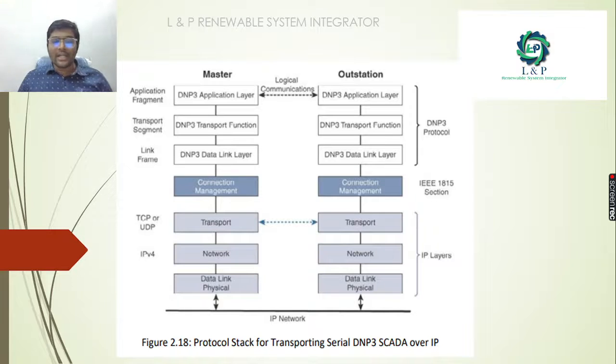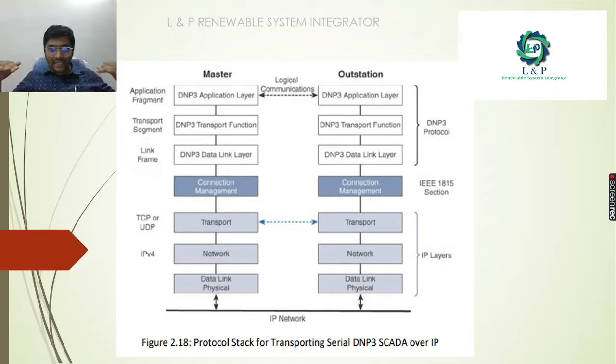Next, if you want to transport serial DNP3 SCADA over an IP network, we need the following things: data link, physical, network and transport. This is the common one, the basic IP layer. Next, connection management is very important, and with the help of IEEE 802.15.4 we can use this.